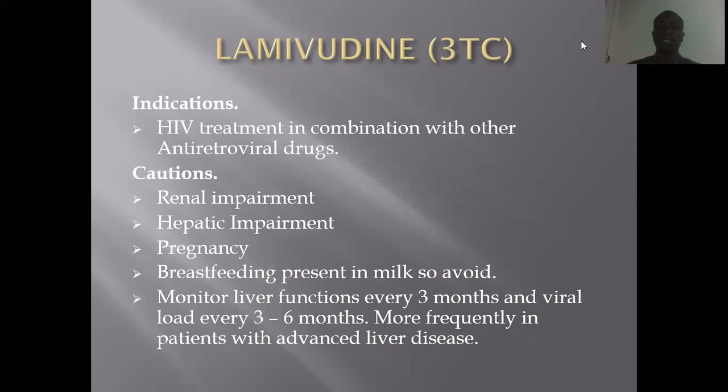Lamivudine, or 3TC. Indication is HIV treatment in combination with other drugs. Caution: give it with caution when somebody has renal impairment, hepatic impairment, pregnancy, or breastfeeding, as it is present in milk so should be avoided. Monitor liver function every 3 months and viral load every 3 to 6 months, more frequently in patients with advanced liver disease.